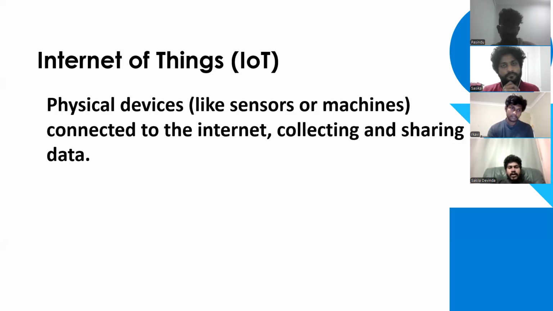Now let's see what IoT is. IoT is one of the most exciting areas in modern technology. It refers to physical devices like sensors, machines, and everyday appliances that are connected to the internet. These devices can collect data and share it, which allows them to work smarter. They can interact with each other or send information directly to us.